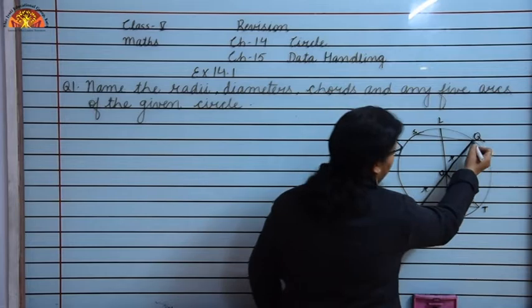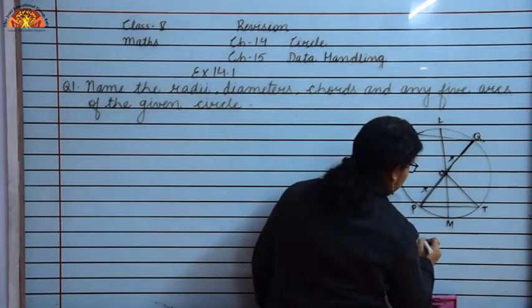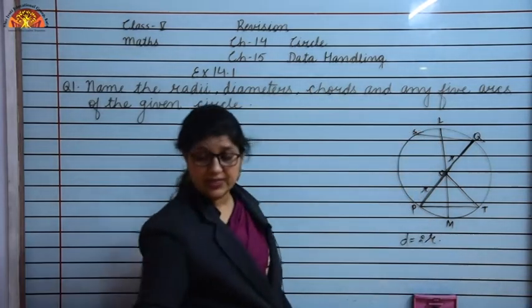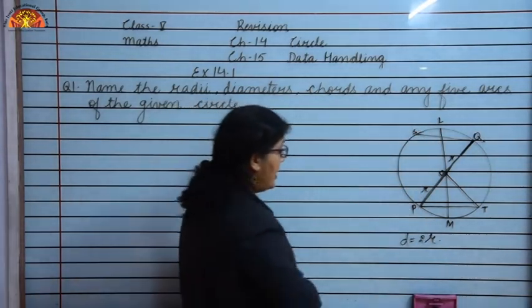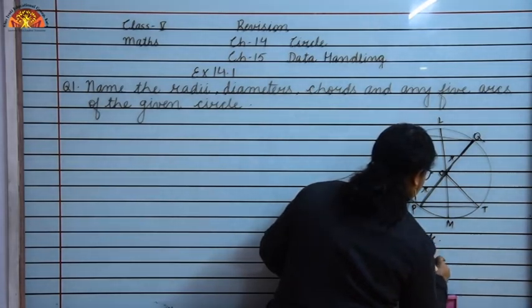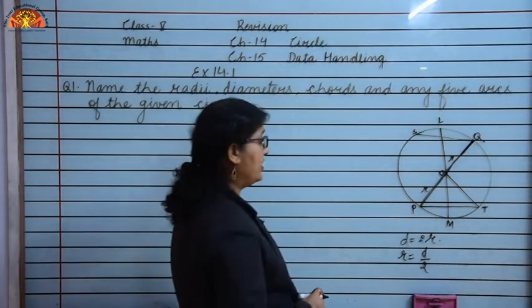So PQ is the diameter and diameter is equal to twice the radius. This is the relation between radius and the diameter, and radius is equal to half of the diameter. Radius is equal to what? Half of the diameter.